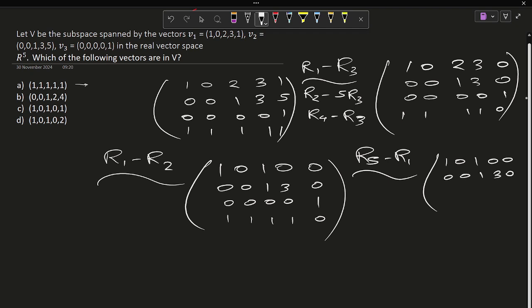We are just checking whether this vector is linearly dependent with it or not. If the rank of this matrix is 4, then the vector A, which is given in option A, will be linearly independent with these three, so that cannot lie in our vector space. This is the logic of doing that.